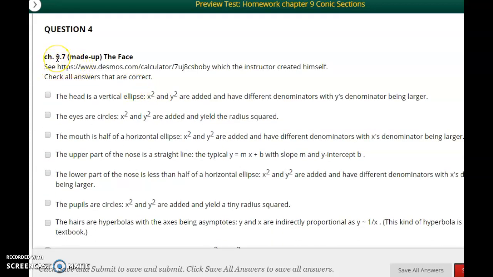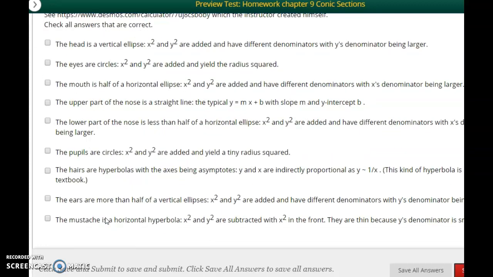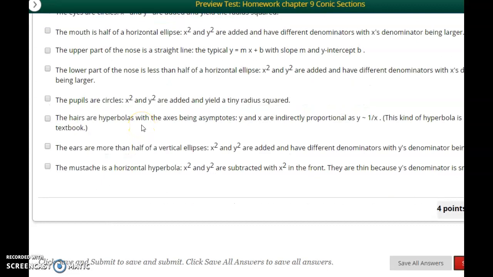Again, there is no chapter 9.7. I made this up. And you go to this link here and you will see what I call the face, just the face of a person that I made with Desmos. And you can see that there's a bunch of ellipses, circles, hyperbolas, and straight lines in there that make up this face. All right, and that's actually it for homework 9.